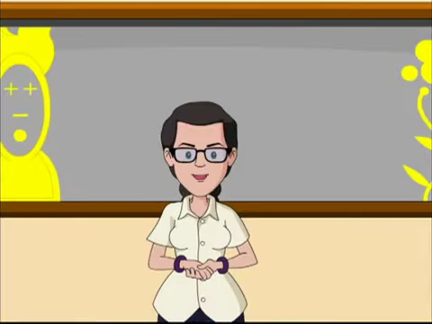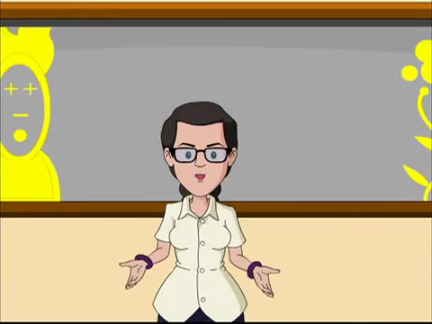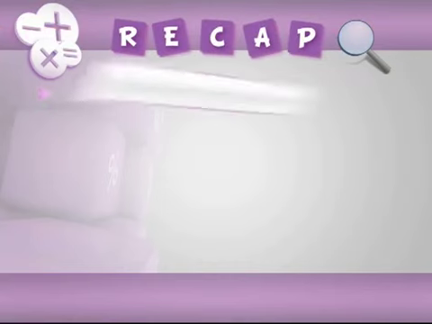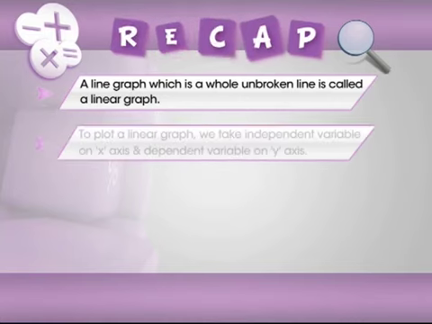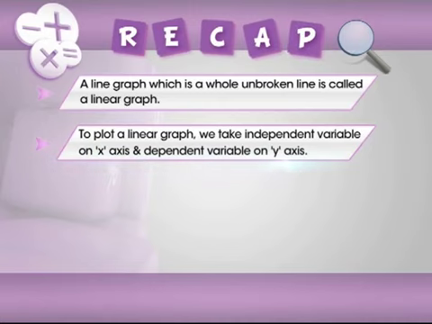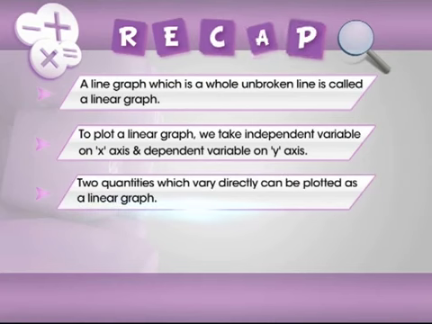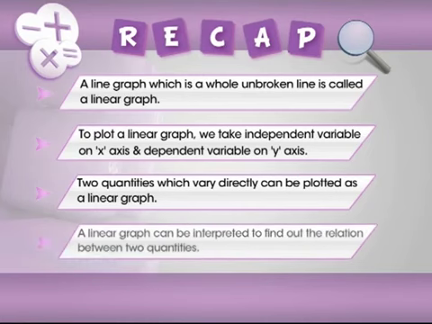Now, why don't we take a quick memory jog and revise everything we have learned today? In this module, we have learned the following. A line graph, which is the whole unbroken line, is called a linear graph. A linear graph can be plotted by taking the independent variable on the x-axis and the dependent variable on the y-axis. Two quantities which vary directly can be plotted as a linear graph. A linear graph can be interpreted to find out the relation between two quantities.